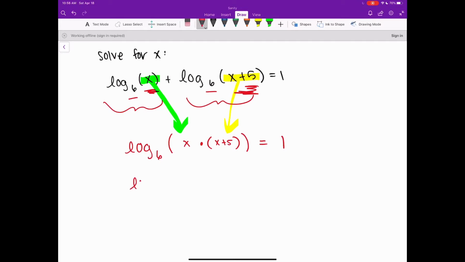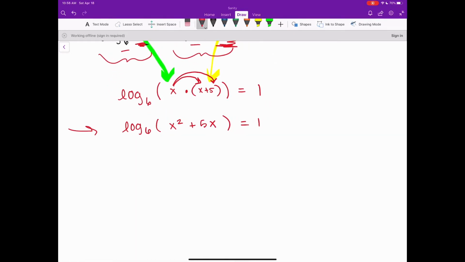Now I can keep going. I'm going to say log base 6 of, if I simplify this inside, I'm really doing the distributive property with this x on the outside. So I'm going to distribute the x to both terms inside of the parentheses. So that's going to become x squared plus 5x, equals 1. Now, it looks complicated, right? But there's nothing else that we have to do to simplify it more. Now I can just take this logarithm equation and write it as an exponential. It may look a little tricky, but it won't be too bad, all right? So I'm going to do the same thing that we did.